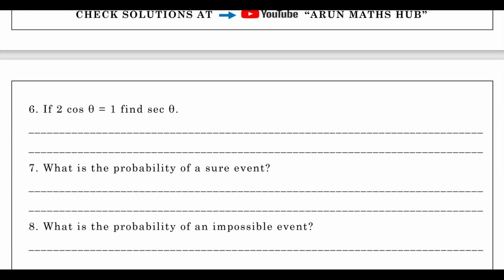Next question, 2 cos theta equals 1. Then find secant theta. Given 2 cos theta equals 1. This implies cos theta can be written as 1 by 2.